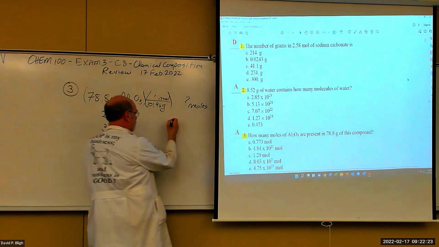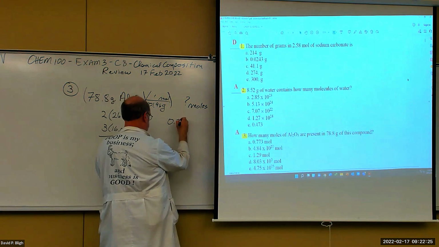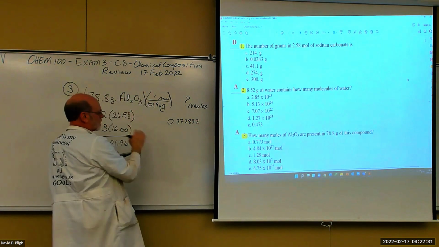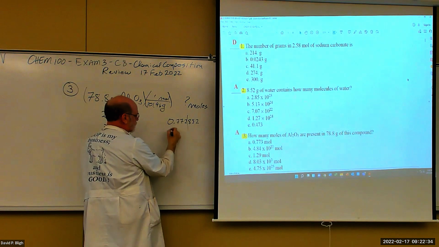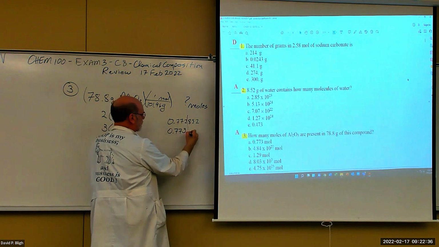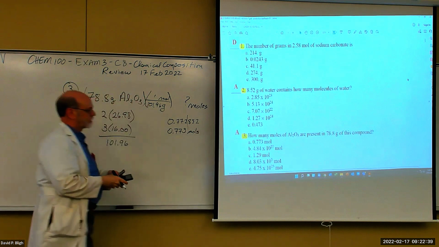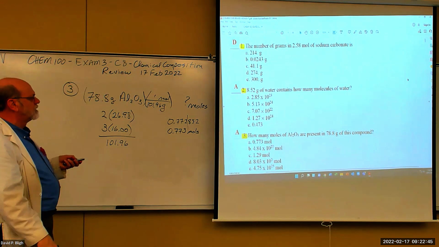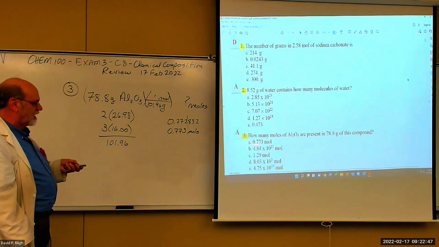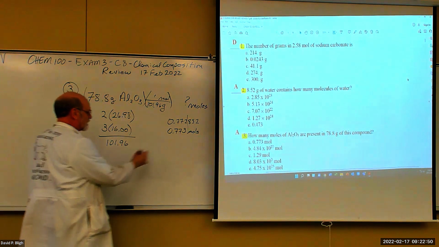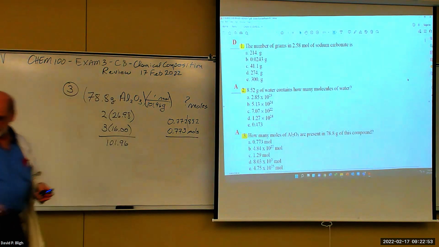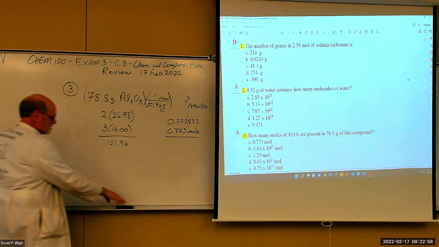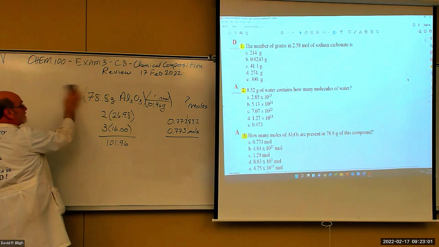And I get 0.772852 moles. Well, we can only keep 3 of them. So it's 0.773 moles. Did I do that right? Oh, I'm looking at the wrong one. Yeah, 773. There you go. Okay. I'm going to pick up the pace if we're going to get through all these.